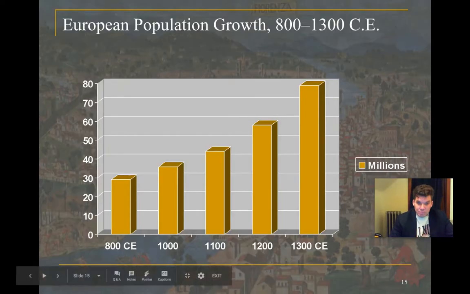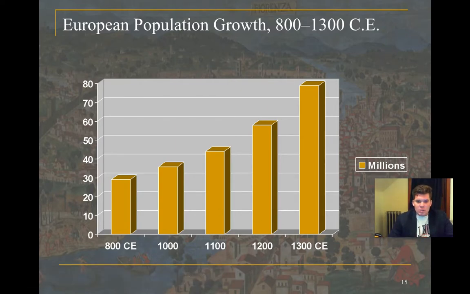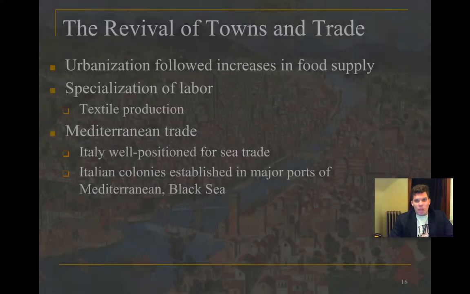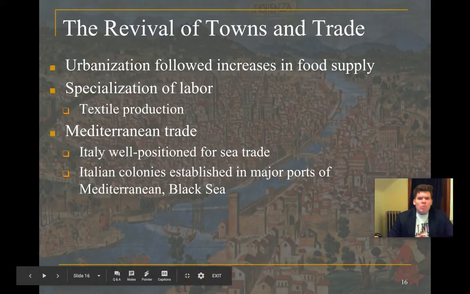And as a result, population grew massively. We see between 800 and 1300 CE, in the period of 500 years, the population more than double. That's a huge amount of increase. It's a lot of mouths to feed, and it's a lot of people that you now all of a sudden have to account for and help out. Cities grew and countries grew, and as with all this growth, there were a lot of changes. One of which was the revival of towns and trade.